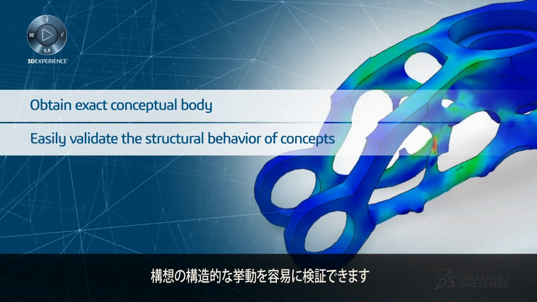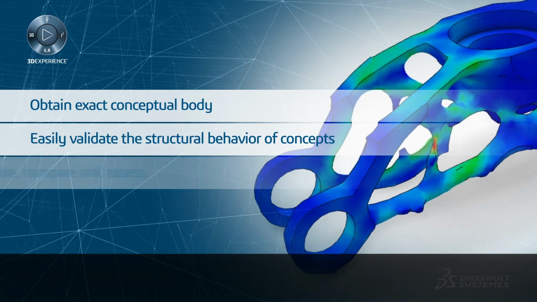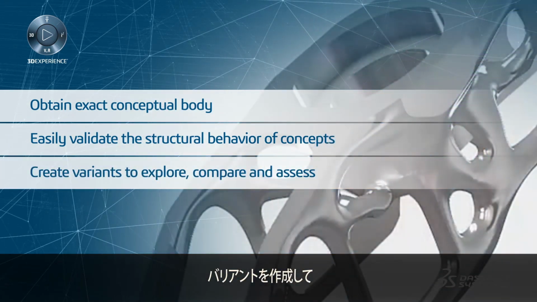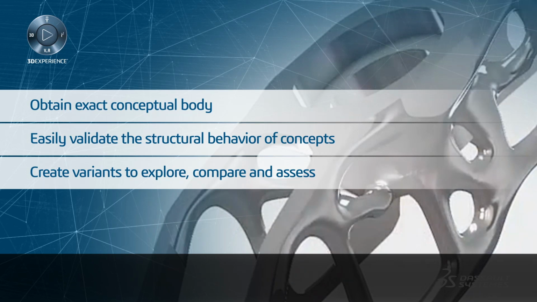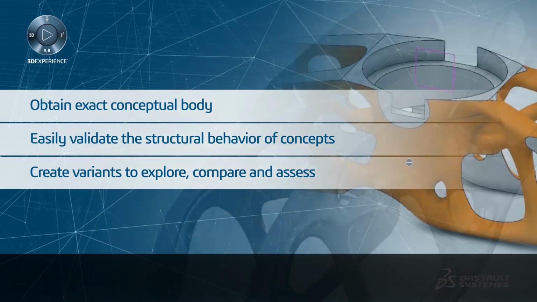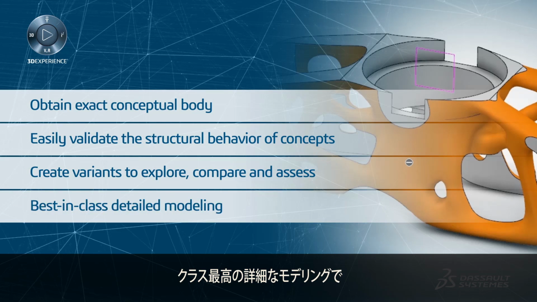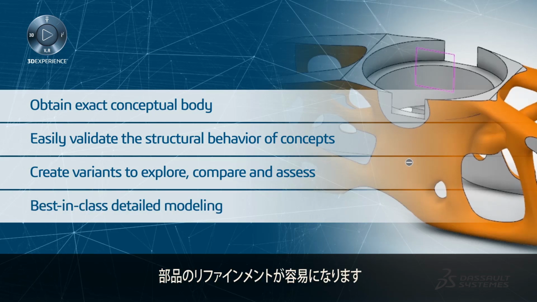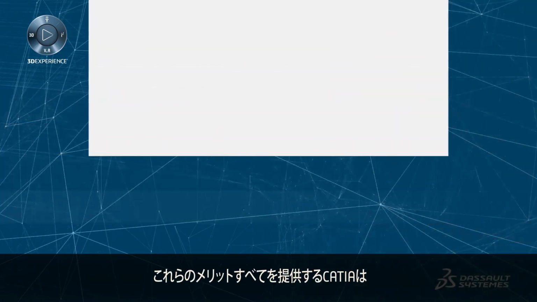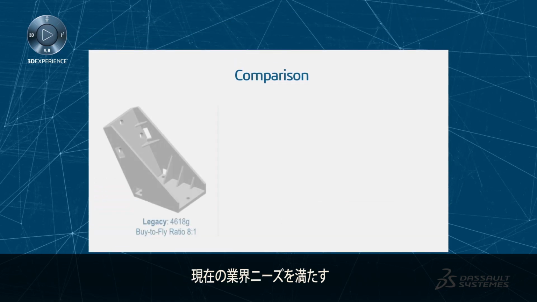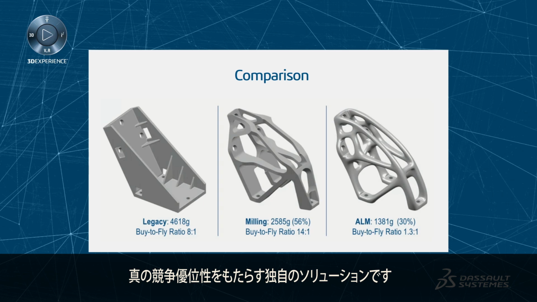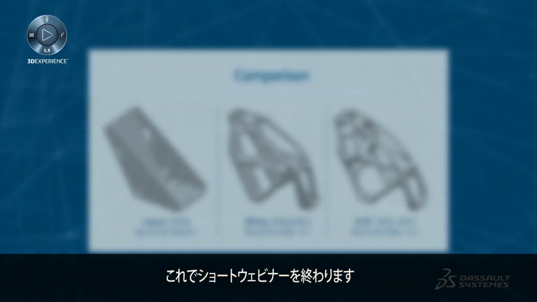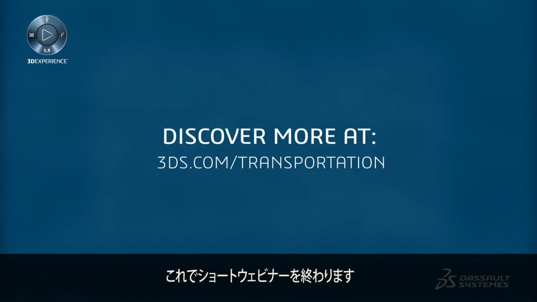Easily validate the structural behavior of concepts. Create variants to explore, compare, and assess different configurations against KPIs and select the best concept. Best-in-class detailed modeling simplifies part refinement. All of these benefits combine to make CATIA a unique solution that delivers real competitive advantage to fulfill today's industry needs. That brings us to the end of this brief webinar.